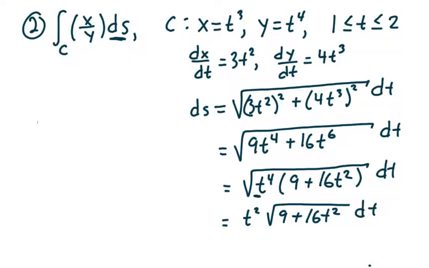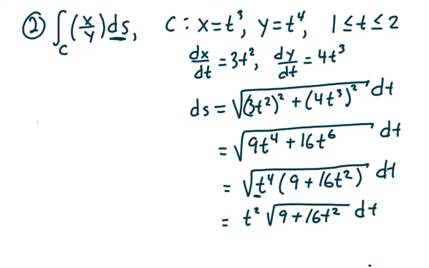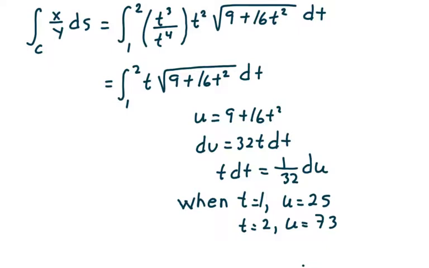Now, this is substitution. So if you notice, I'm going to take the integral over C of x over y ds. But remember that t goes from 1 to 2, right here. So I'm integrating from 1 to 2 of x, which is t cubed, divided by y, which is t to the fourth, and I'm going to replace ds with t squared times the square root of 9 plus 16t squared dt.